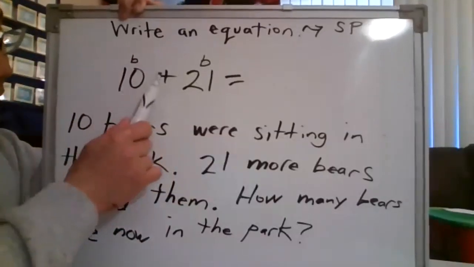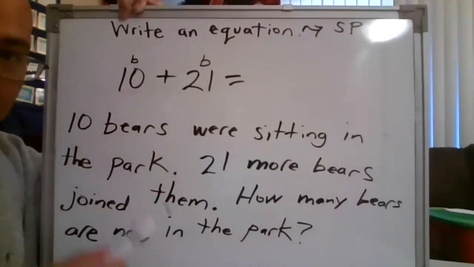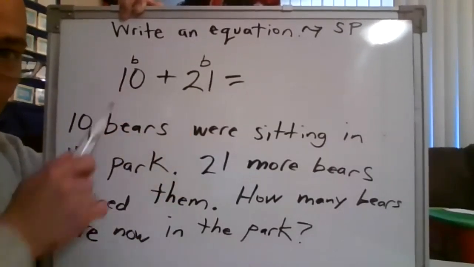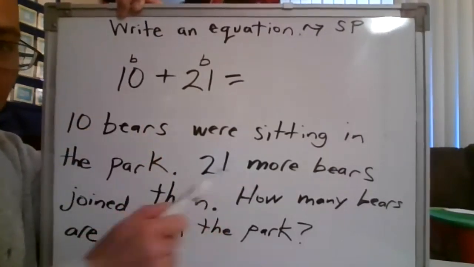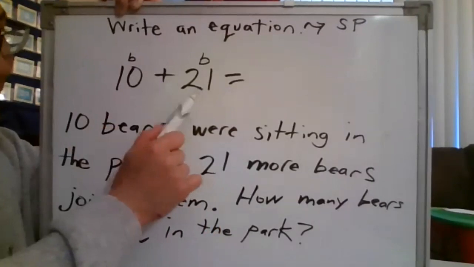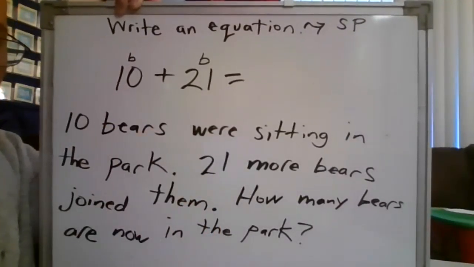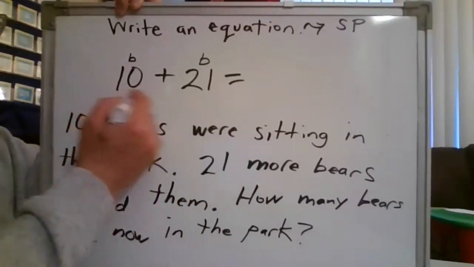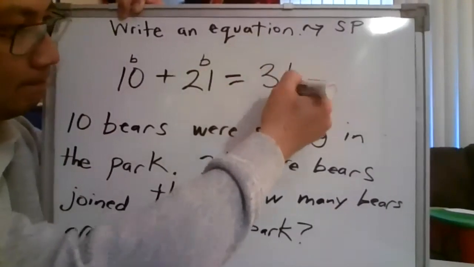There's 10 plus 21. 10 increasing by 21. Well, first, there were 10 bears. Once upon a time, there were 10 bears. And then 21 bears joined them. How many bears are now in the park? Now we can answer the question. 10 plus 21 is 31.